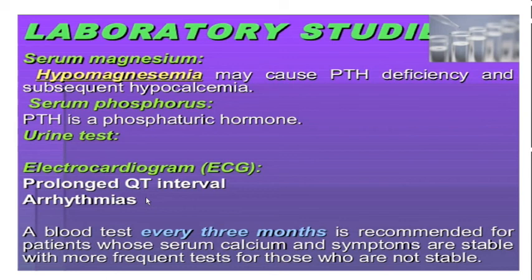Serum magnesium may be low. Serum phosphorus, as PTH is a phosphaturic hormone, may be high. On ECG, as we saw in hyperparathyroidism there will be a short QT interval; over here, it will be a long QT interval, and there might be a predisposition to arrhythmias. For such patients, a blood test is recommended every 3 months, and where serum calcium and symptoms are not stable, they need more frequent tests.